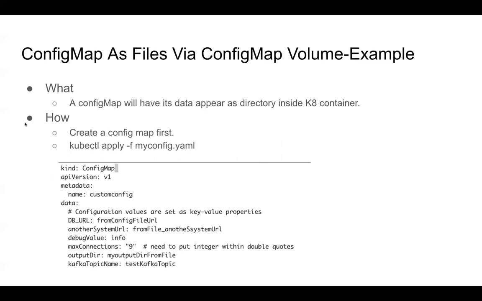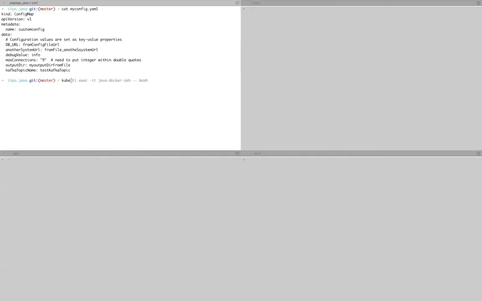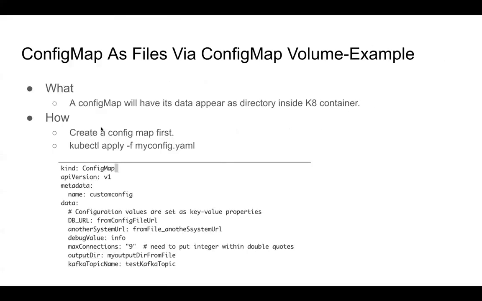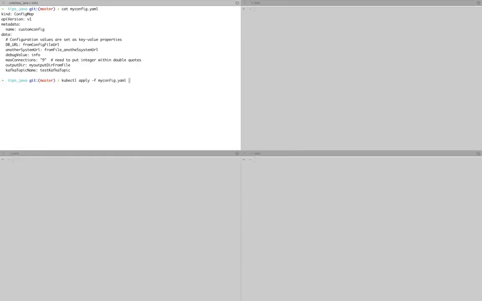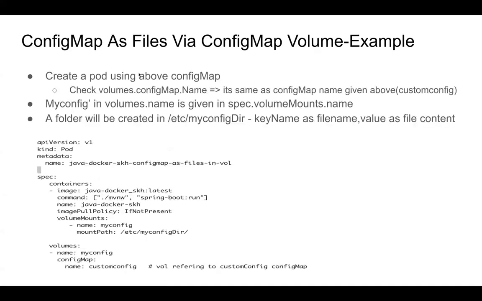Now coming back here, I will create this. kubectl apply -f. I could use create also, apply also, doesn't matter. kubectl apply -f, then my config YAML. So it got created. Now create a pod using the above config map. So we are going to create a pod using this YAML.